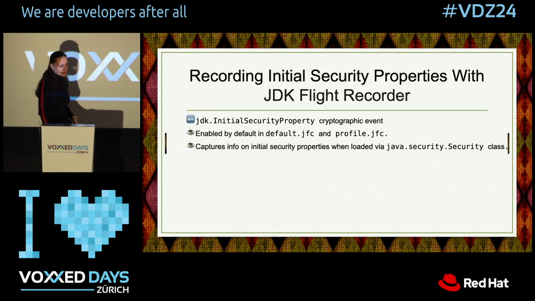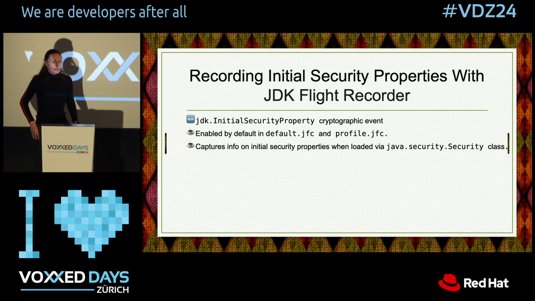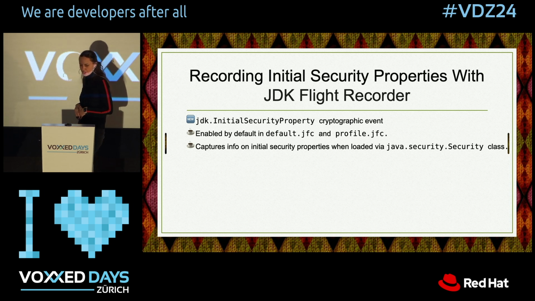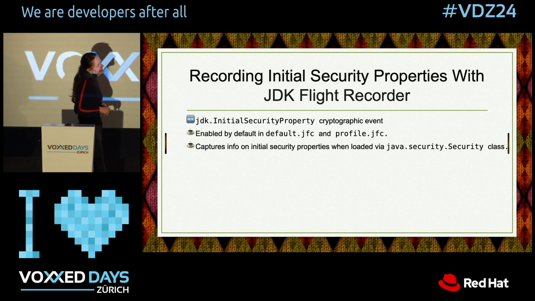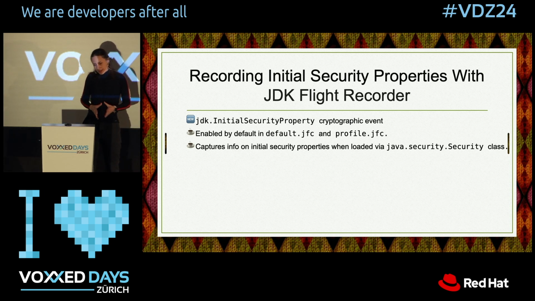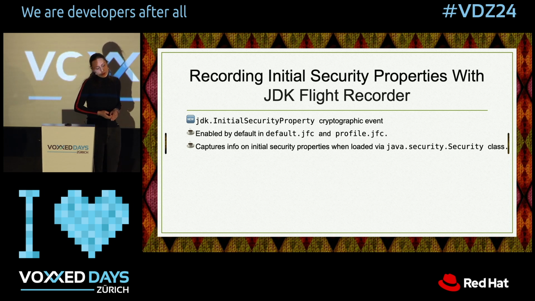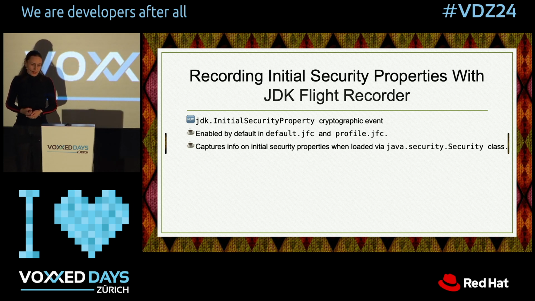Another set of changes that occurred were for JFR, specifically with having more cryptography events and capturing them when profiling or streaming JFR events. The first one is the JDK initial security property event, and this one is enabled by default in the default and profile.jfc files that are shipped with OpenJDK. Now it captures the initial security properties as they are loaded by the Java Security class.